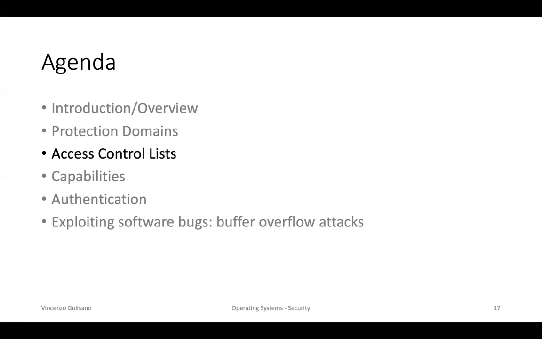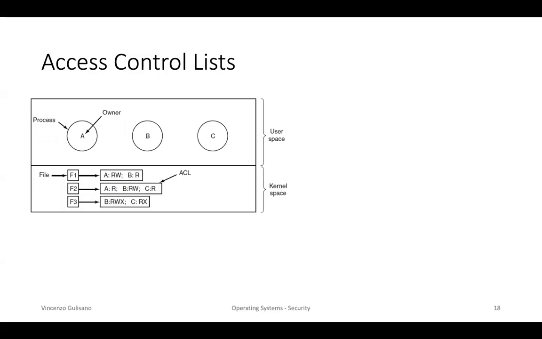Let's start discussing access control lists. For simplicity, let's assume each user is associated with one domain and that all processes run by the user belong to such domain. In the example, we have a user A, and the user processes also belong to domain A. We define one access control list per file.